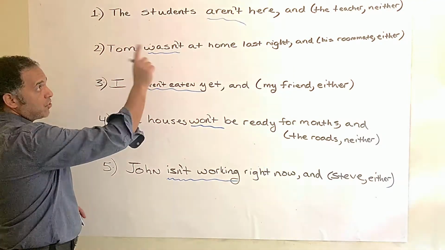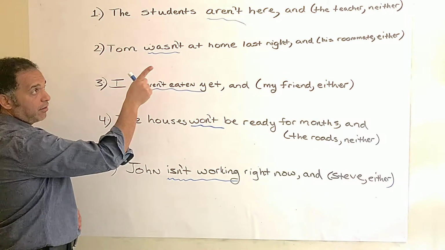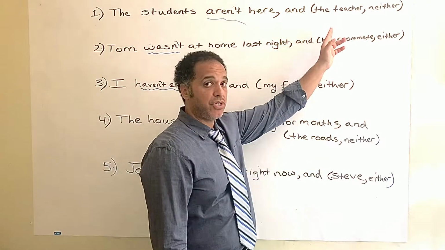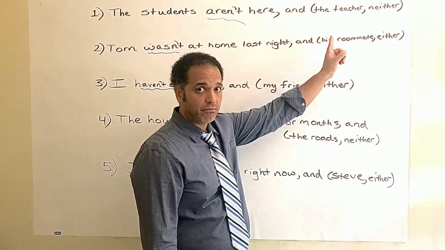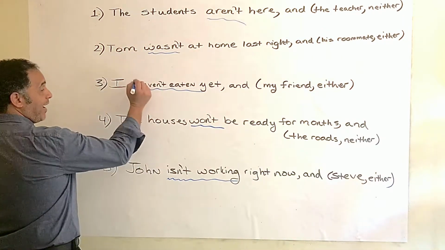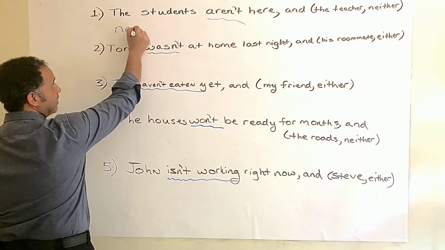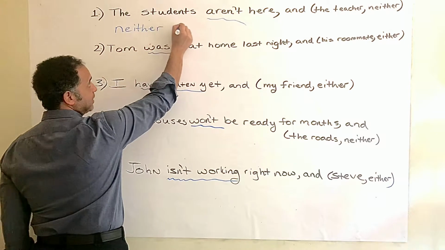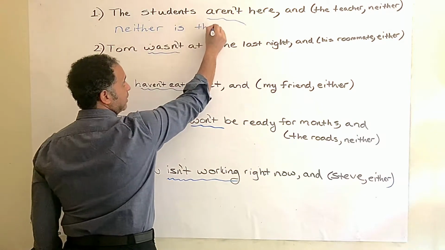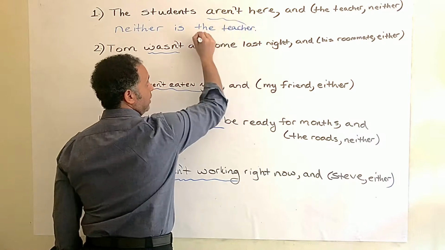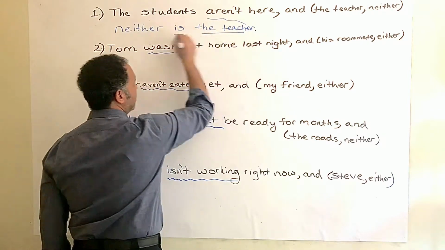The students aren't here. And I give you the teacher and then neither. So, the students aren't here and neither is the teacher. Okay? And that's how we complete it.